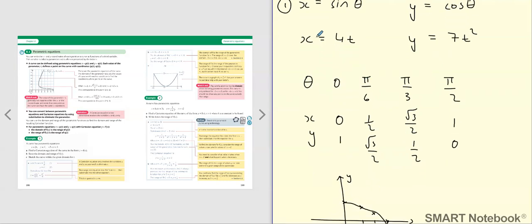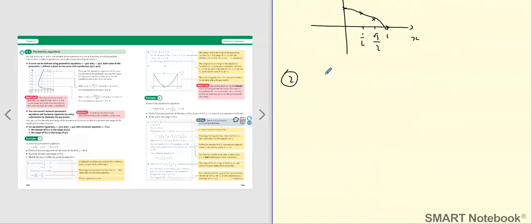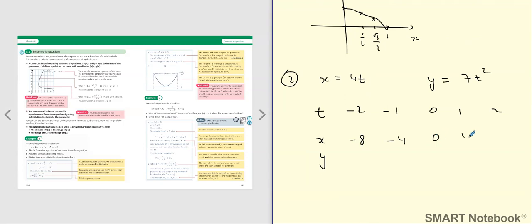And again, we've got x equals 4t and y equals 7t squared. So for example, if we look at example 2, x equals 4t, y equals 7t squared. I've got a third parameter, which is t. Now I might say -2, -1, 0, 1, 2. And based on those, I'm going to get my x coordinates. So x is 4 times -2, -8, -4, 0, 4, 8. Y coordinates, I'm going to do 7 times t squared. So -2 squared is 4, times 7 is 28.